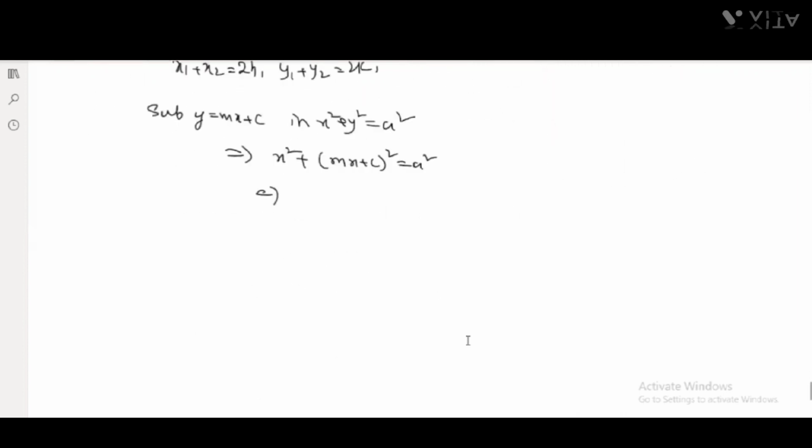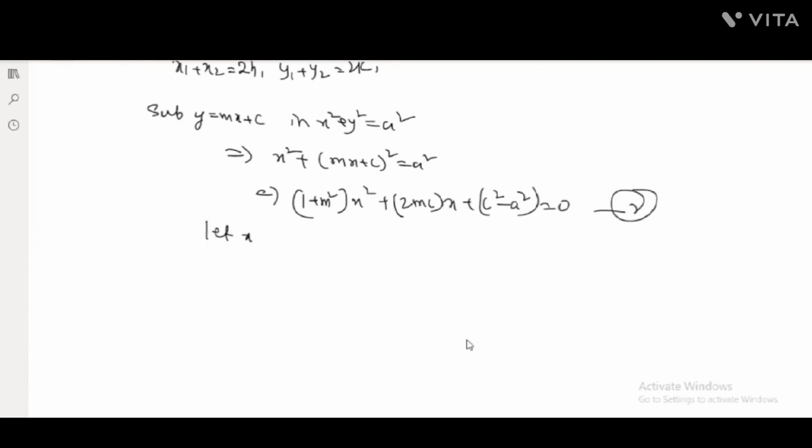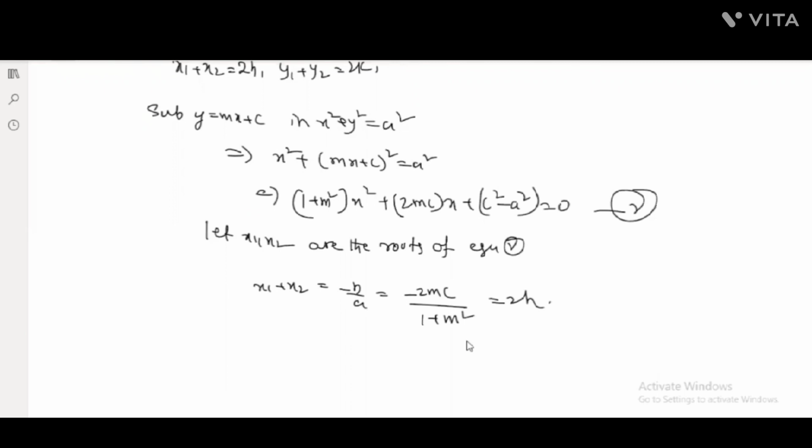If I simplify this, I'll get (1 plus m square) into x square plus 2mcx plus c square minus a square is equal to 0. Let it be equation 2. So let x1 and x2 be the roots of equation 2. Then we will get x1 plus x2 is equal to minus b by a, meaning minus 2mc by (1 plus m square), which is equal to 2h. So from here we'll get h is equal to minus m by (1 plus m square) into c.